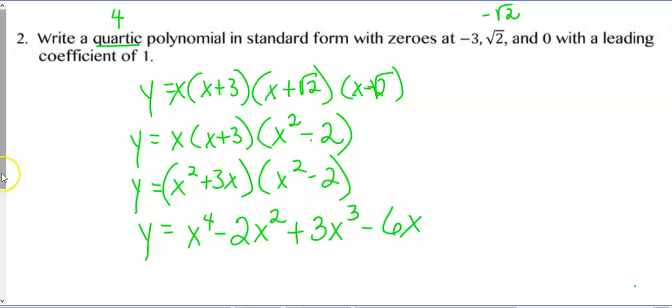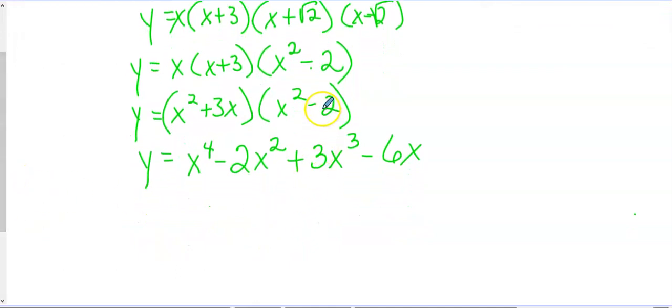I just need to rewrite it in standard form. And that's going to be important when we do our division next week. So just get used to writing these in standard form with the descending exponents.